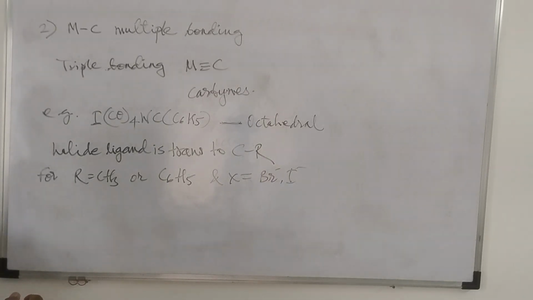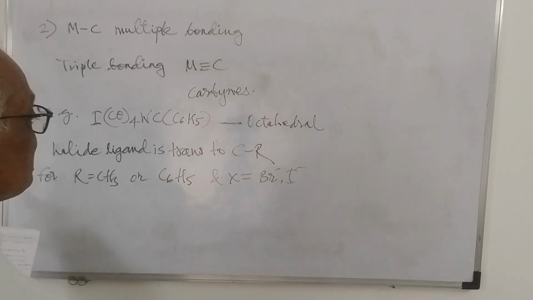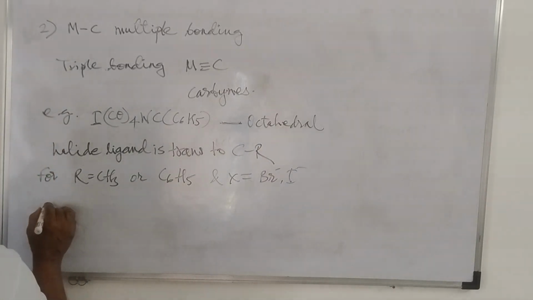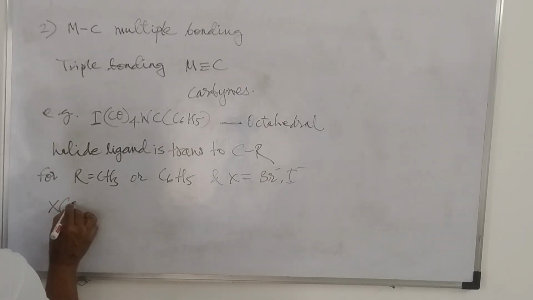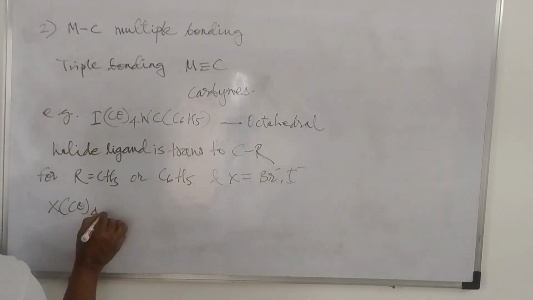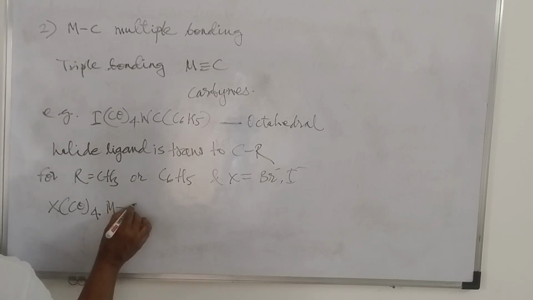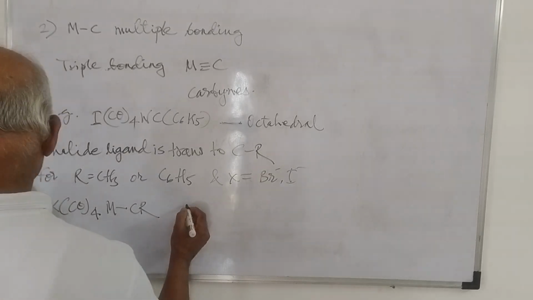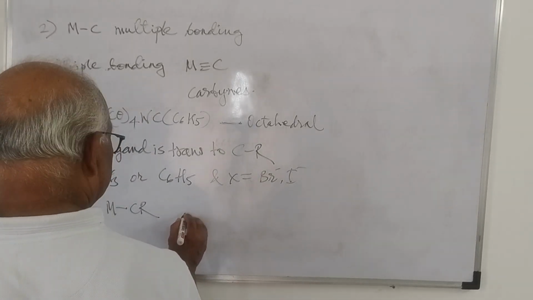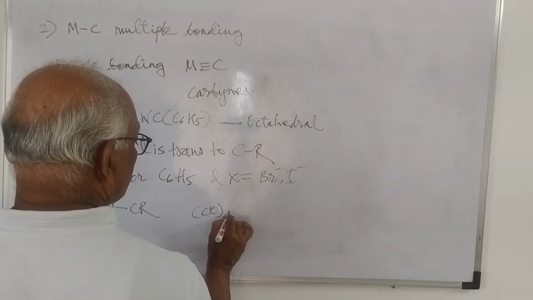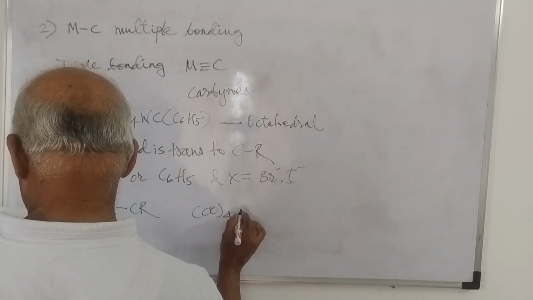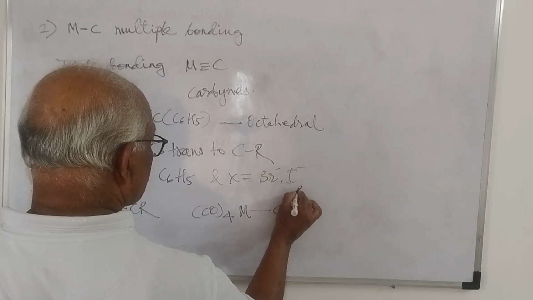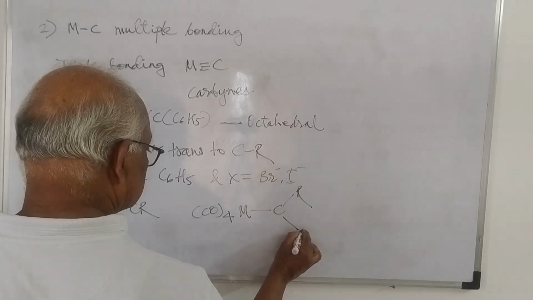We can have the generalized example. In general we can represent the structure like this: X, (CO)4, metal, and this carbon with the alkyl group. So the structure is also represented like this: (CO)4, metal, and carbon with the R group and this halogen, that is X.